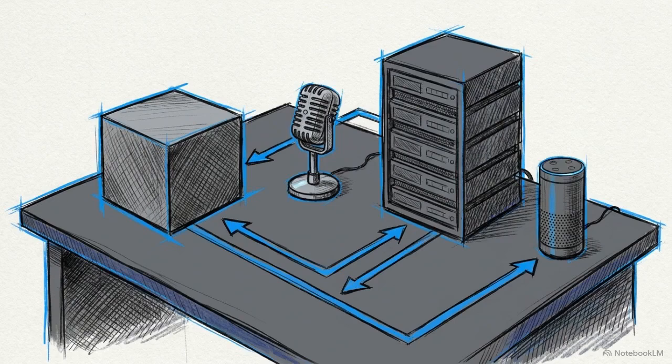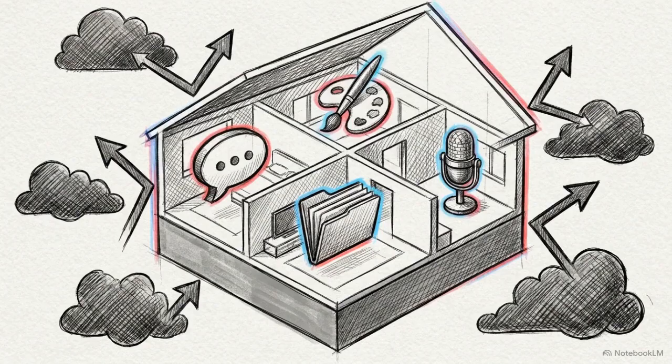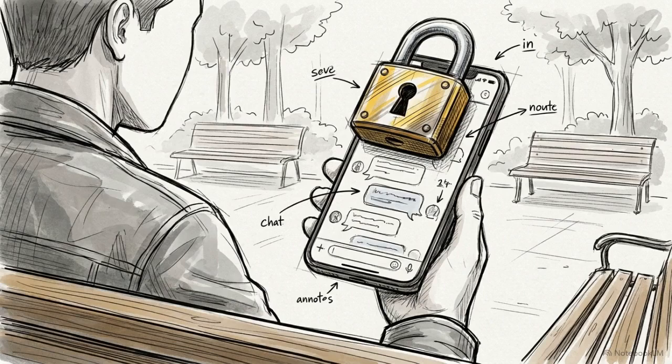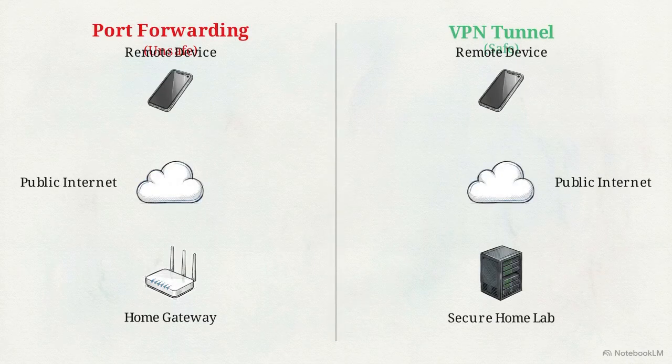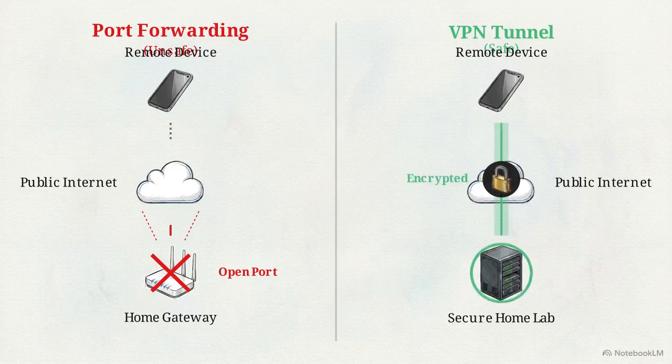We have successfully built an independent digital ecosystem. You have chat, image creation, automated file management, and voice control, all operating securely off the grid. Eventually, you will leave the house and want to use your private AI from your phone. Doing this wrong exposes your entire home network to the public internet. This diagram illustrates the only safe way to access your system remotely. Do not open a direct public port in your router. Instead, you must set up a secure, encrypted VPN tunnel that connects your phone directly to your home lab.